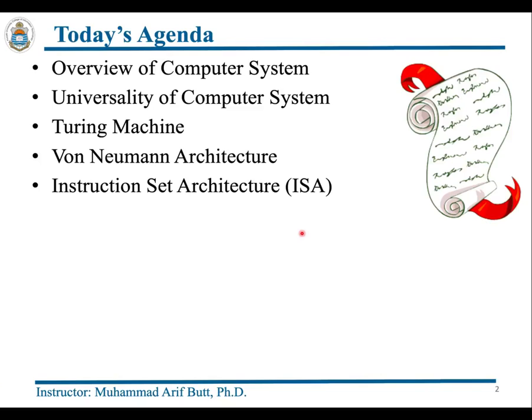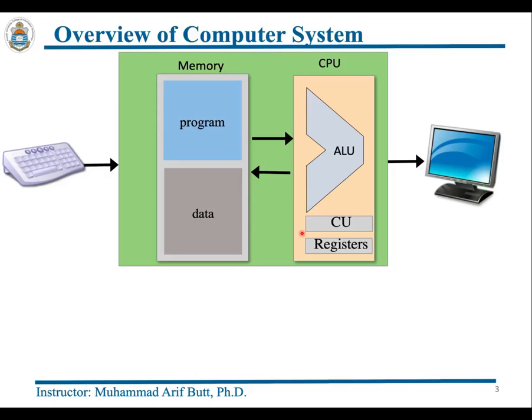Well, today we will start with the overview of computer system. Then we will talk about its universality. We will talk about Alan Turing and his Turing machine and its practical implementation given by John von Neumann. Finally, I will touch upon the instruction set architecture of a computer system, and I will inshallah complete this topic in the next session. So let's start playing.